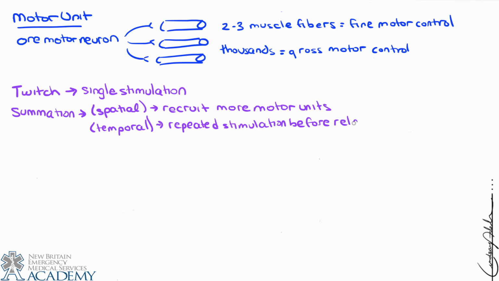So if we think about just one or two motor units that are functioning, depending on how many muscle fibers that is, we can get a certain amount of muscle tone. But if we wanted to have more strength, more power, then we can just utilize more motor units, so more motor neurons that communicate with more muscle fibers.